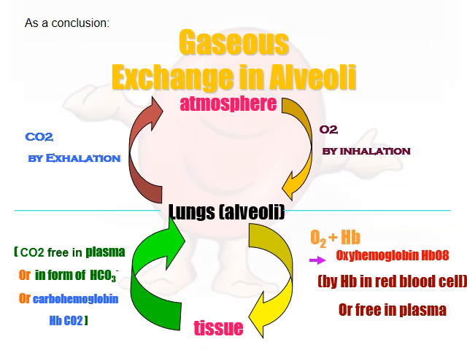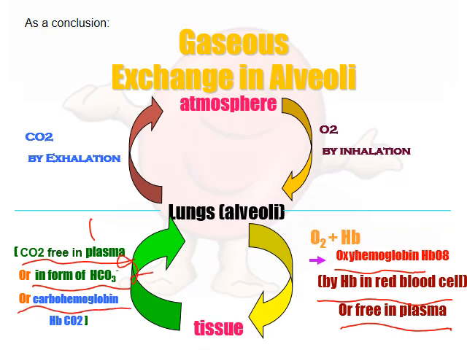So oxygen is going to be transported in two forms, either in the form of oxyhemoglobin or dissolved in plasma. Here, CO2 is either dissolved in plasma, this is number one, or in the form of bicarbonate, this is number two, or in the form of carbohemoglobin, which is number three.